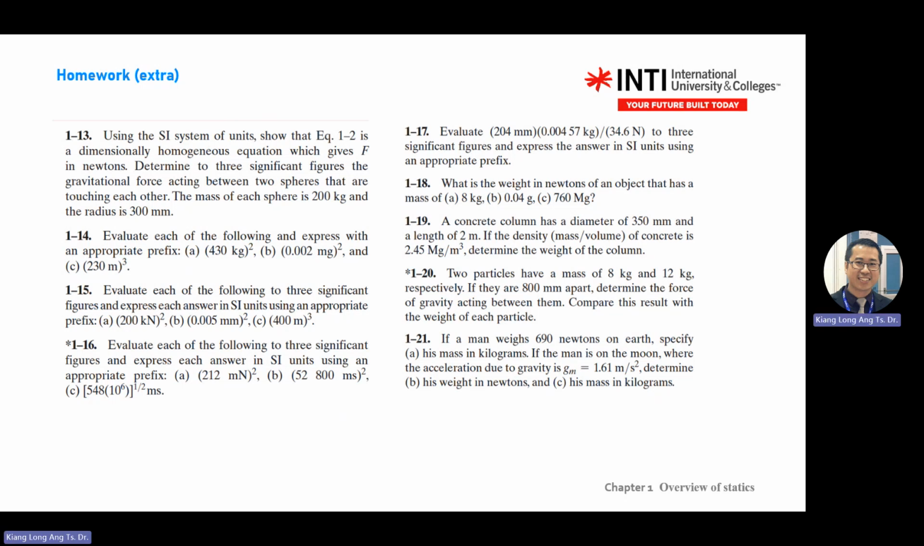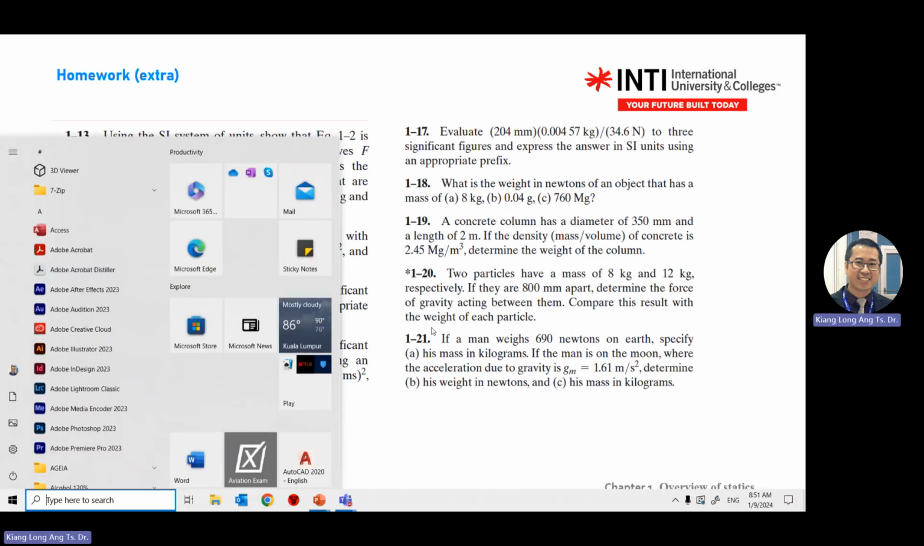Later I will upload into this one. You will see yesterday's one in Canvas already. The recording is also inside Canvas already.